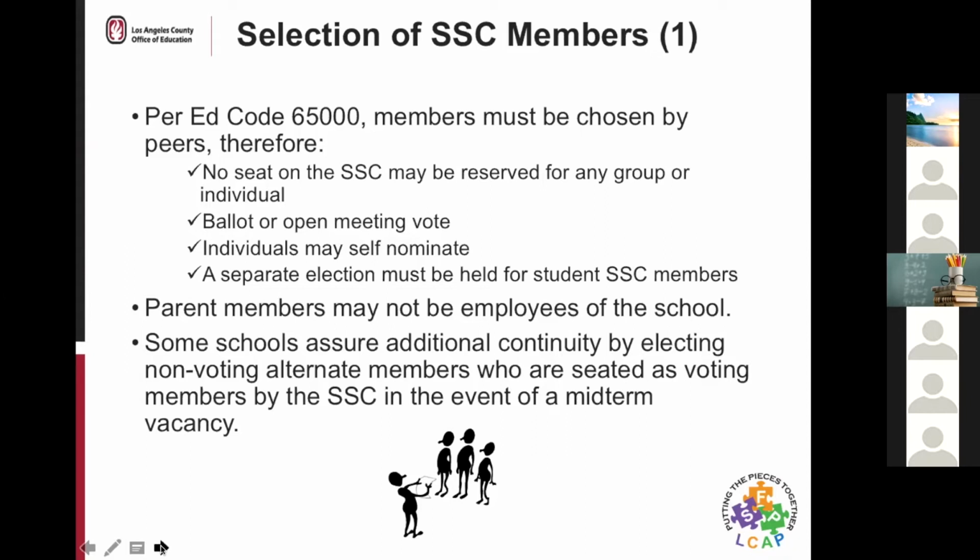Some schools also elect non-voting alternate members who are seated as voting members in the event of a midterm vacancy. It's important to note that alternate members are not official members and would not be included on your school site council roster or membership list unless there is a vacancy that they fill. And this is to ensure continuity and avoids having to hold an election mid-year to fill the vacancy. And again, this is also something that should be addressed in your bylaws or district policy.